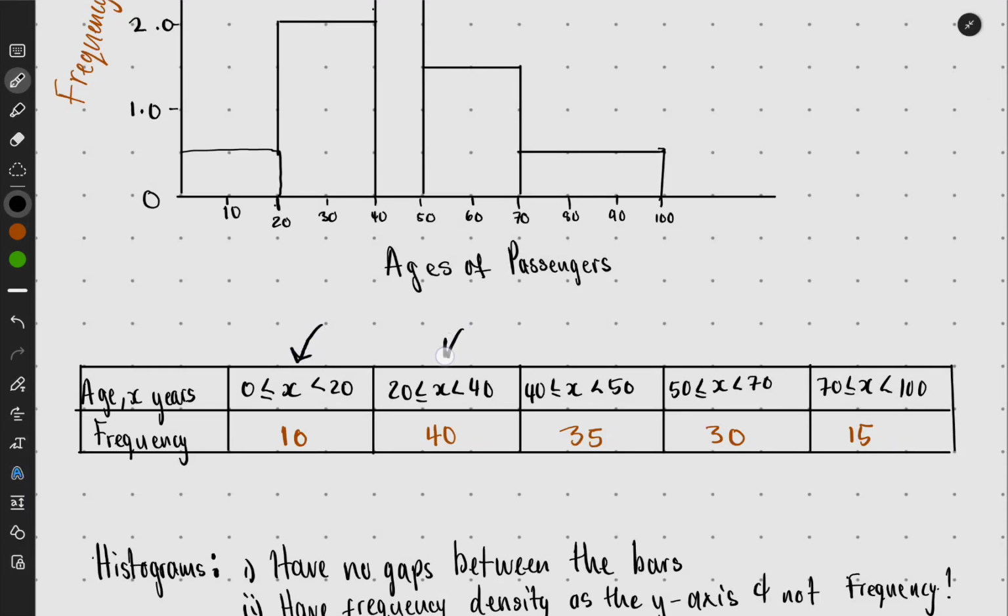say 0 to 20, 20 to 40, 40 to 50. This is grouped data. It has intervals. We have intervals and not values. Because if I have values, say 14, there are 10 people that are 14, and then whatever, then that is not grouped. But if I put it as an interval, then it becomes group data.